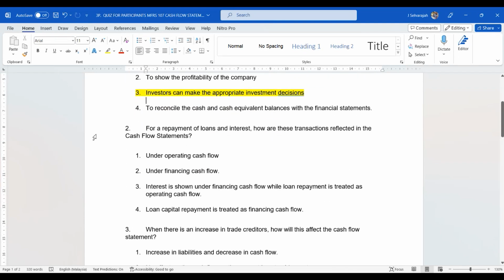Question 2. For a repayment of loans and interests, how are these transactions reflected in the cash flow statements? How are they treated? Are they under operating cash flow? Loan and interest, are they operating? Are they under financing cash flow? Is the interest shown under financing cash flow while the loan repayment is an operating cash flow? Or is the loan capital repayment treated as a financing cash flow? Which one?